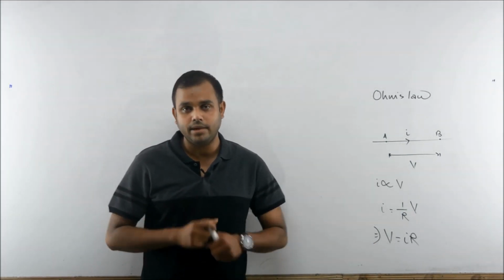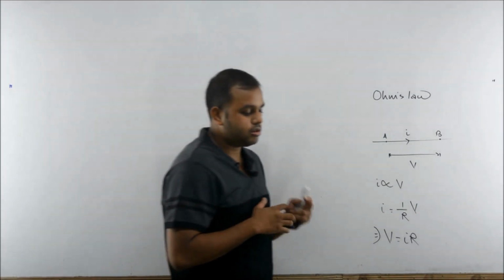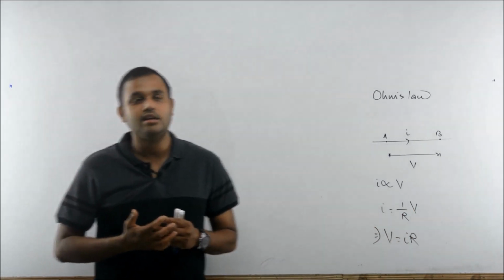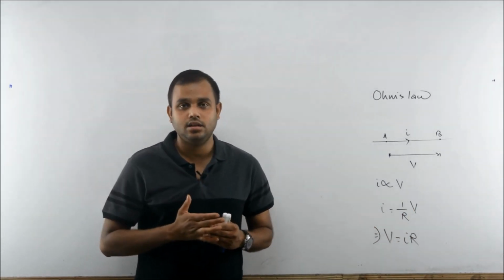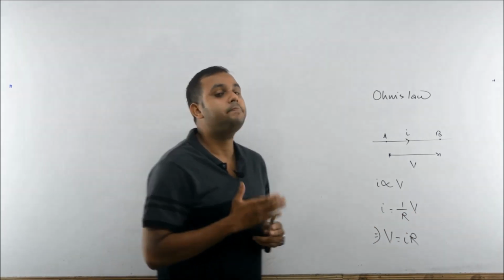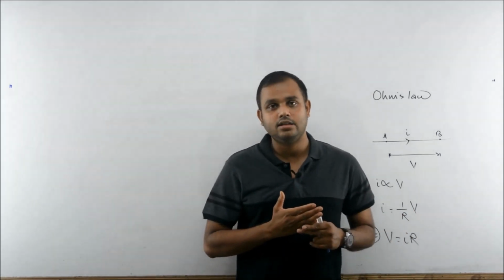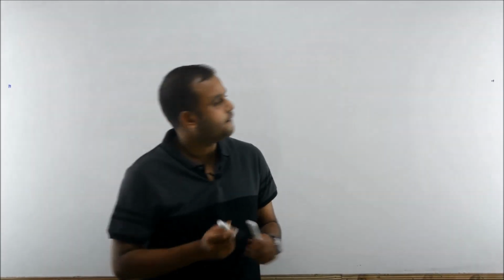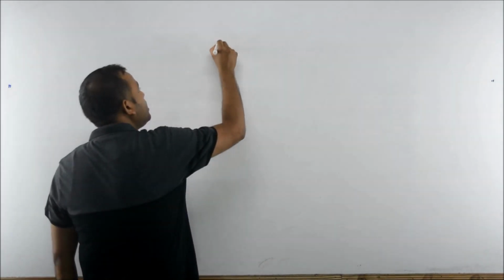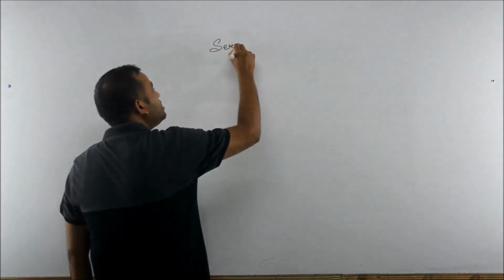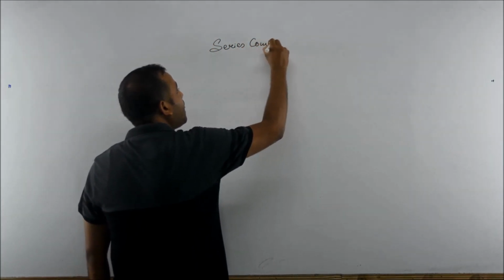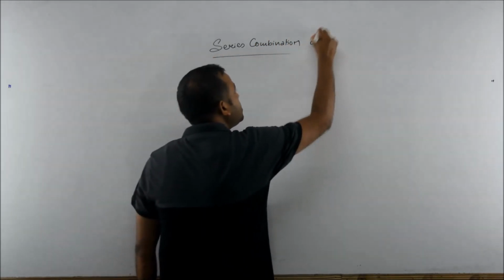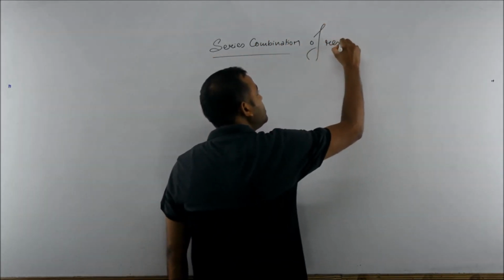How can resistances be combined? There are basically two ways in which resistors can be combined. One is series combination, another is parallel combination. Clear, students? So let's get started. First of all we shall see what is series combination of resistors.